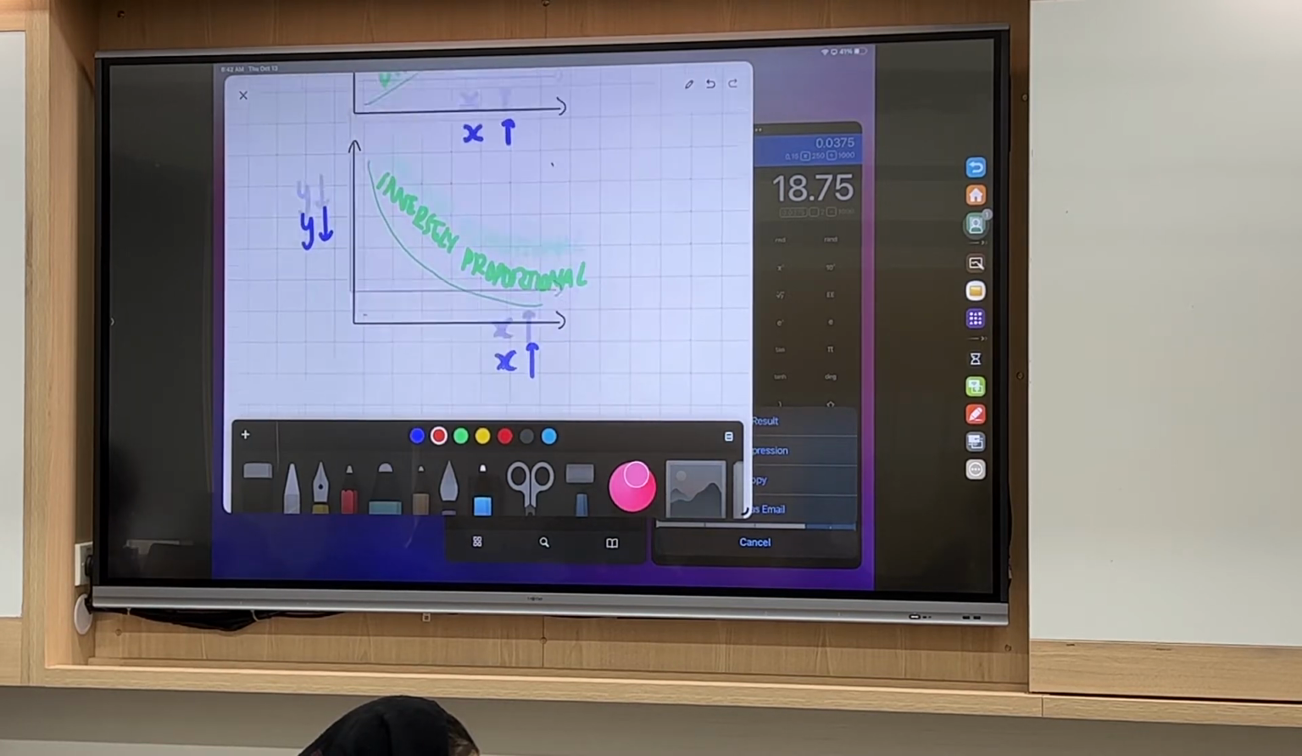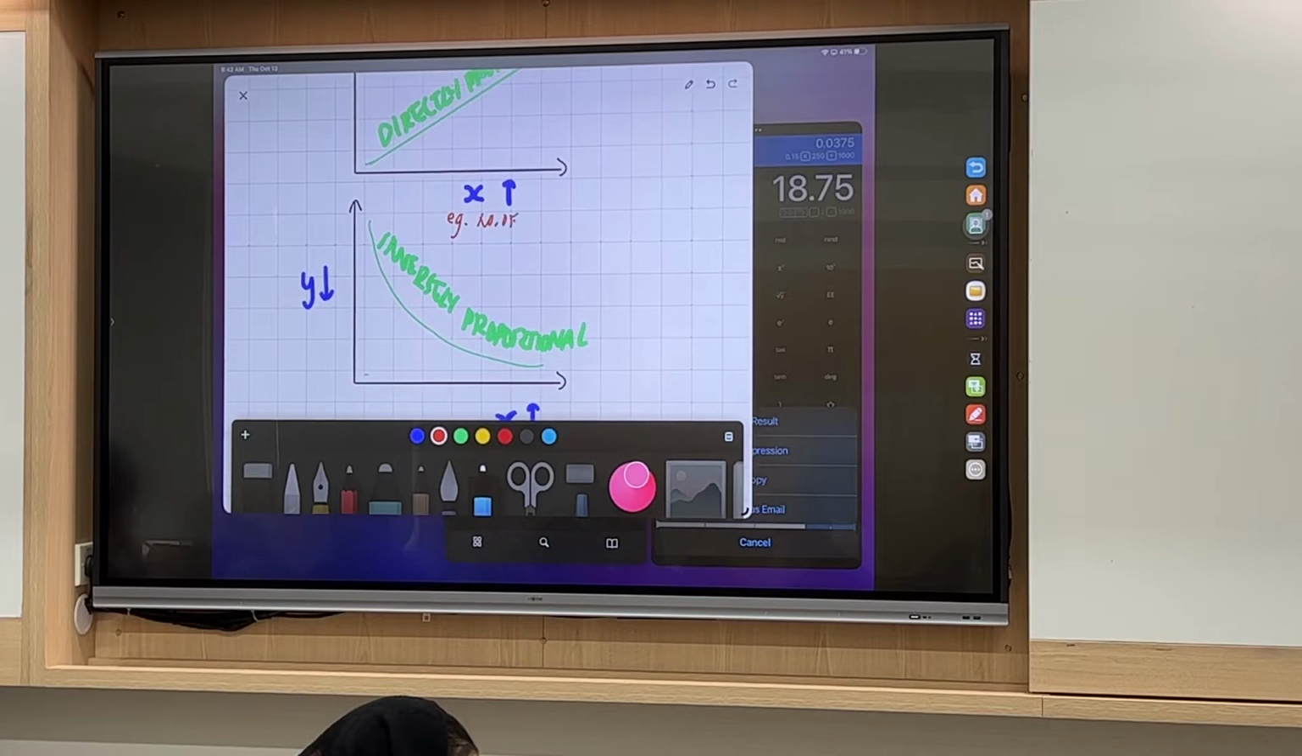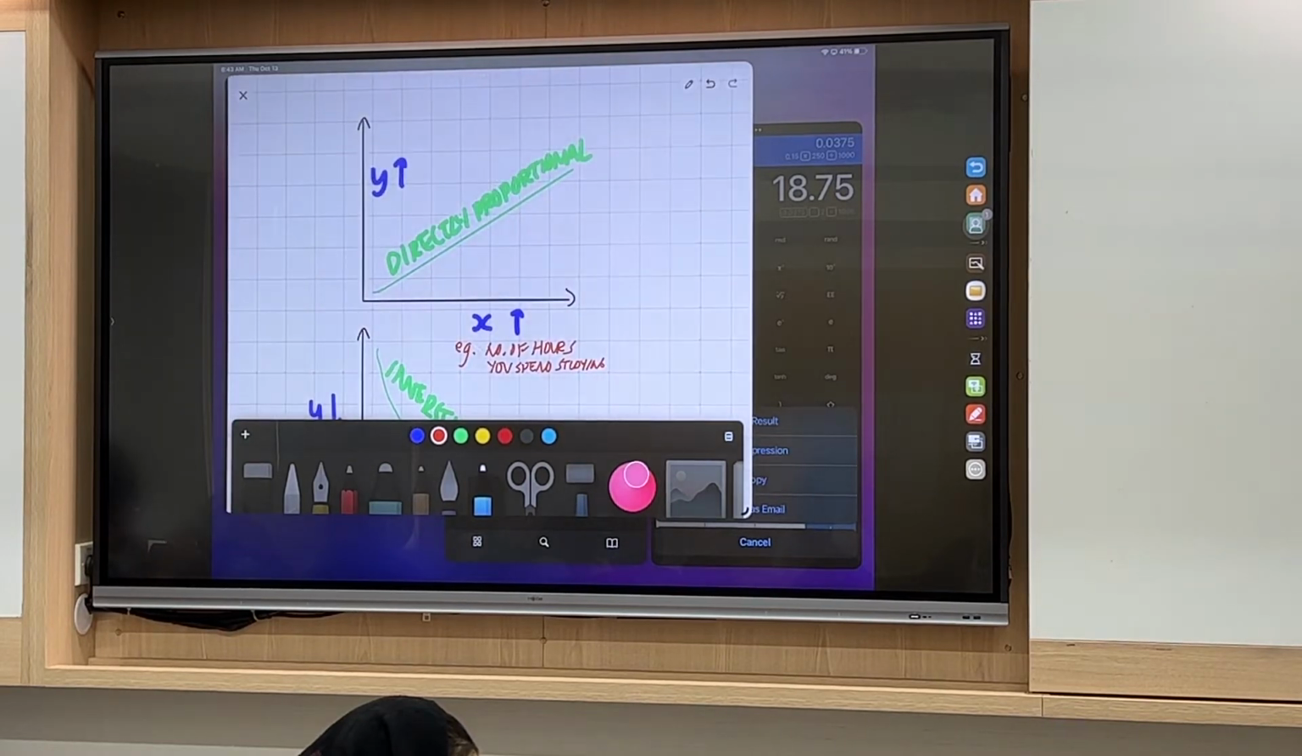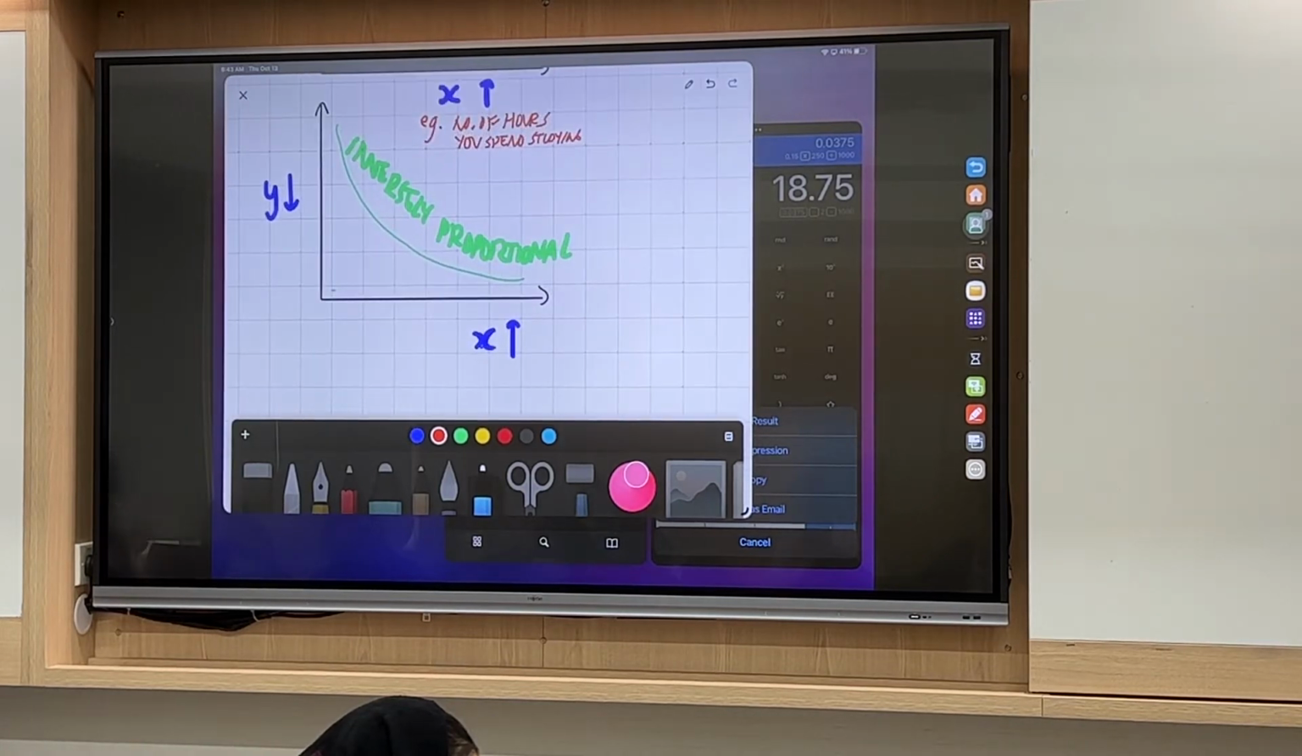So write down some examples. x could be the number of hours you spend studying, and y could be your test score. So the more you study, the higher the test score generally. And an inversely proportional relationship could be, for example, the amount of fast food you eat and how healthy you are. So you get what I'm saying. They are direct and inversely proportional relationships.